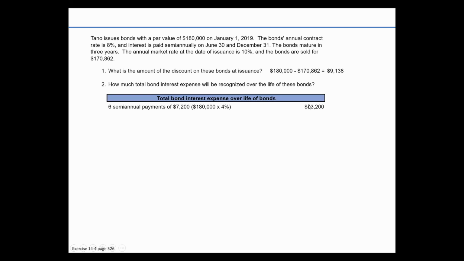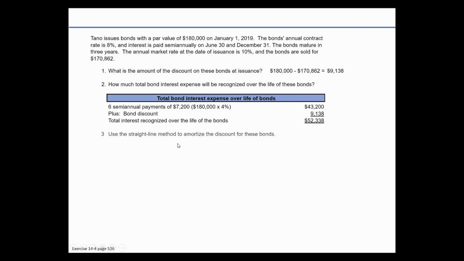So it works out. So the total amount, well, first of all, you have that, and then you have the bond discount of 9,138. And so the total interest expense recognized would be 52,338. Because you're going to end up paying the full amount, even though you didn't receive it initially, you're going to end up paying 180,000 at the end. And then again, there's that.